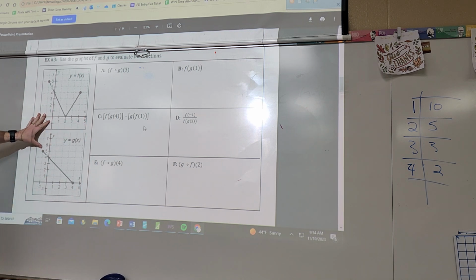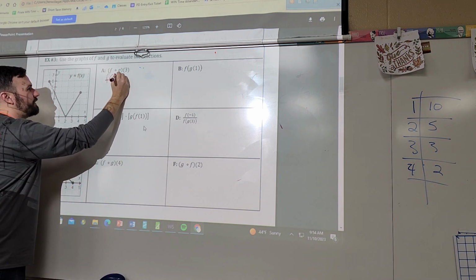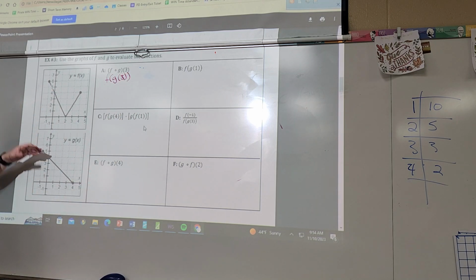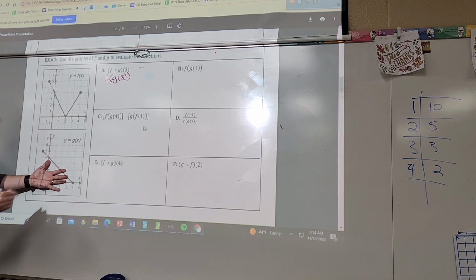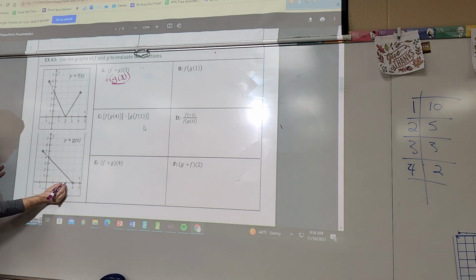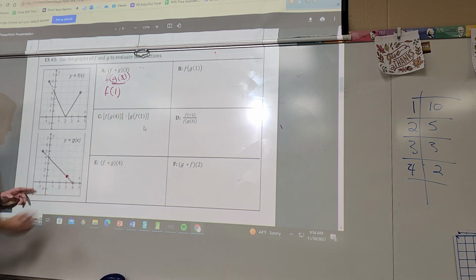Hey, graphs! You guys are excited now. So I'm doing f of g of 3, correct? Which one's f of x and g? This is my g of x, correct? So the first thing I need to find is g of 3. So I go to 3. G of 3, what's my y value? 1. So g of 3 goes to 1.